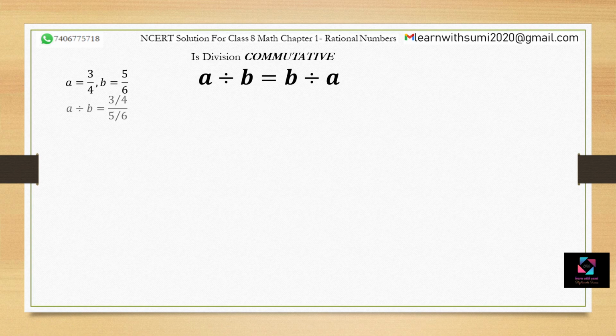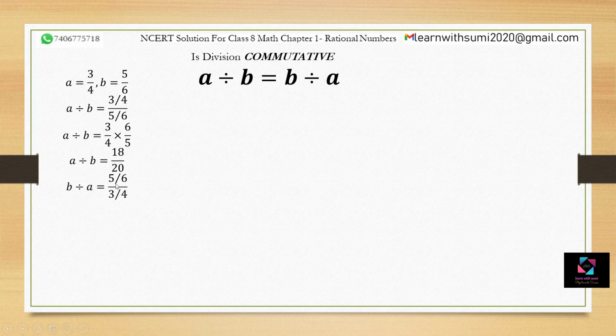When we divide 3 by 4 divided by 5 by 6, the denominator goes to the numerator and it becomes the reciprocal of what it is. So 3 divided by 4 into 6 divided by 5 is 3 6s are 18 divided by 5 4s are 20. Now we will check for b divided by a.